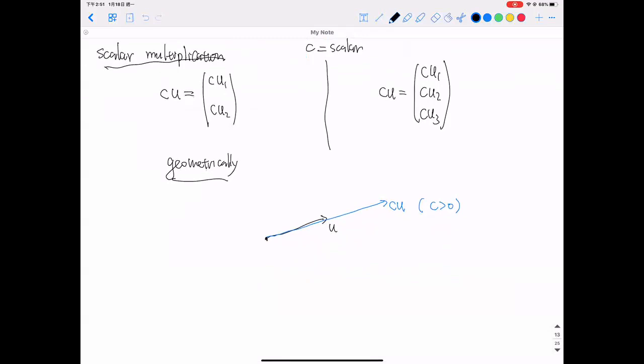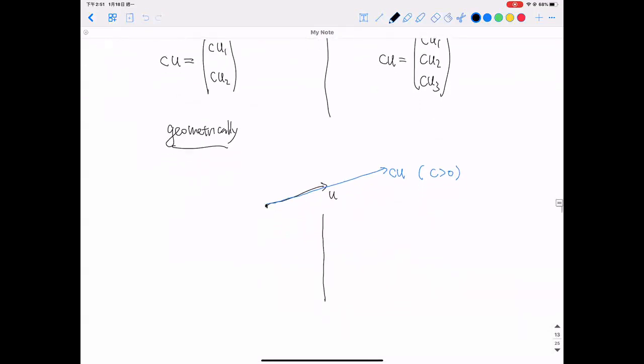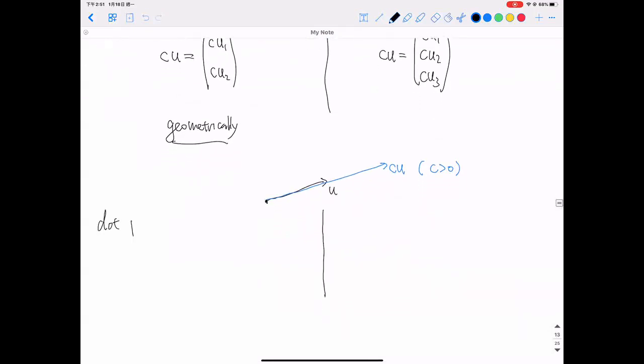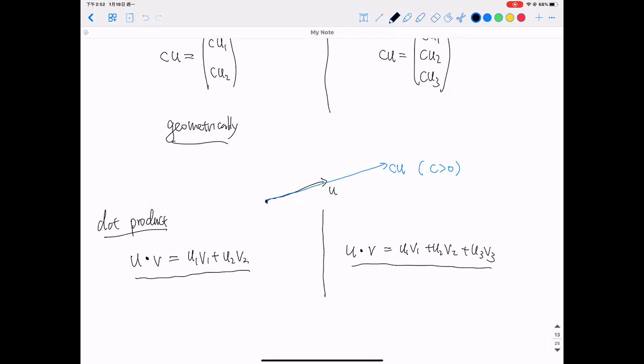Now, one thing we've also done before is the dot product. For two vectors, we've introduced the dot product. U dot V is a scalar formed by multiplying the corresponding entries together and adding them. So in R2, you just have U1 V1 plus U2 V2. For R3, you have U1 V1 plus U2 V2 plus U3 V3.